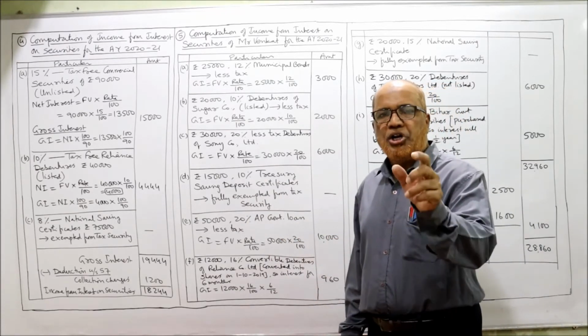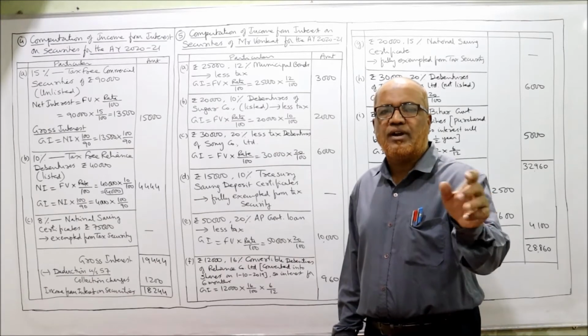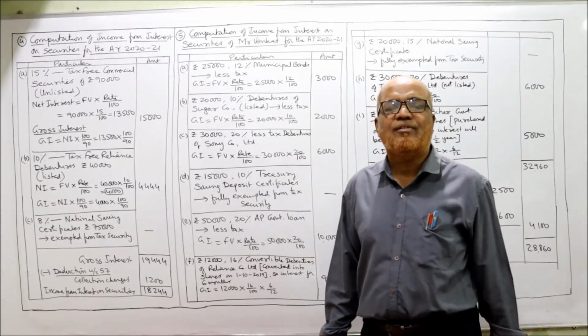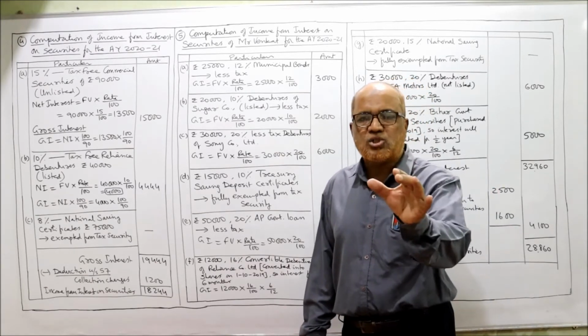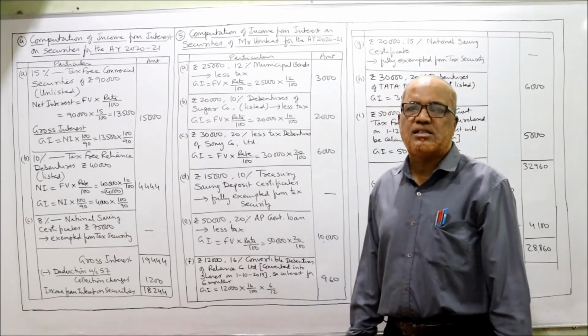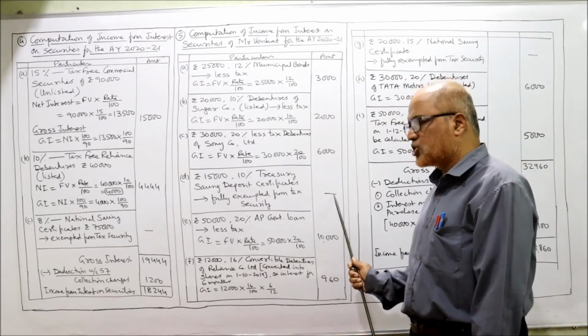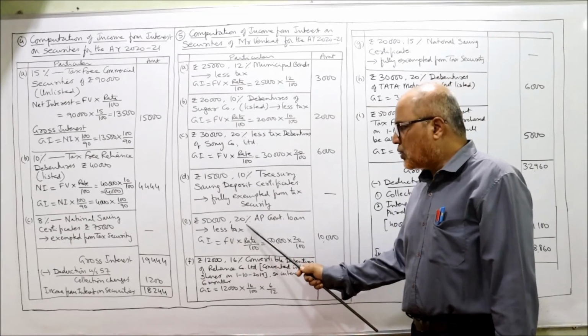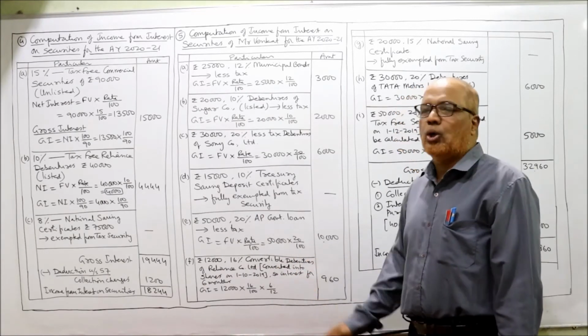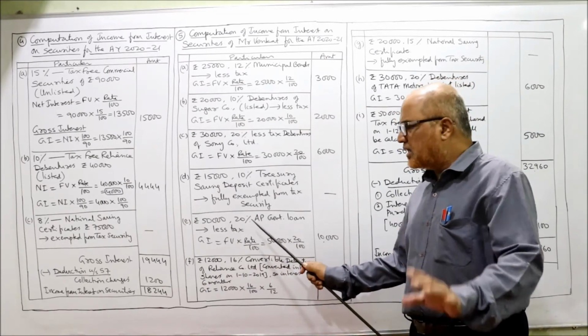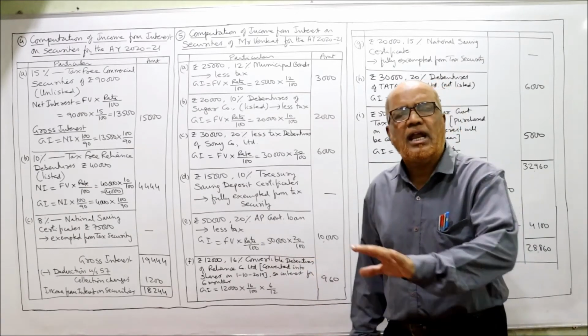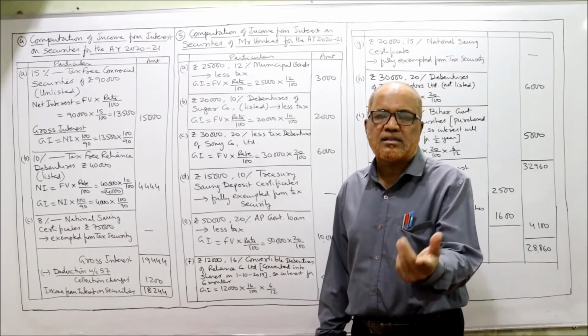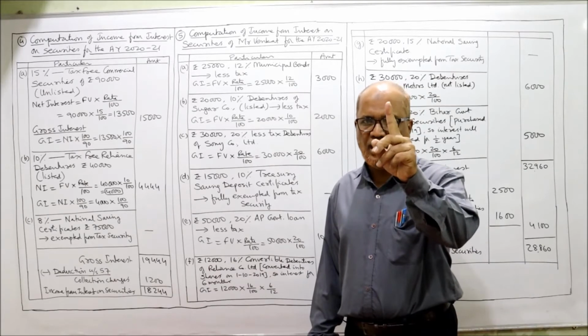Just now I told you Treasury Savings Deposit Certificate is a fully exempted tax security. The interest on this security is not taxable. Exempted, put a dash. Then 50,000, 20% AP government loan. Only 20% AP government loan is given, nothing else is given, so it is a less tax security. When it is less tax, only 1 step.